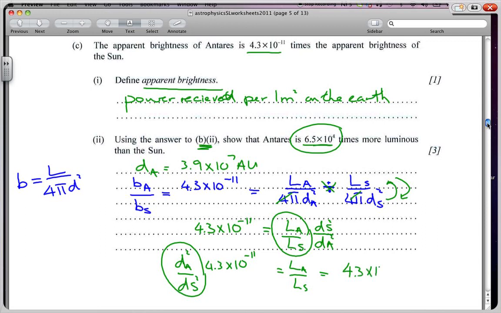So we actually get this is equal to 4.3 times 10 to the negative 11 times 3.9 times 10 to the 7, and we're going to square that. And so when we do that, we get a value of about 6.5 times 10 to the 4, our ratio of the luminosity of Antares to the luminosity of the Sun.